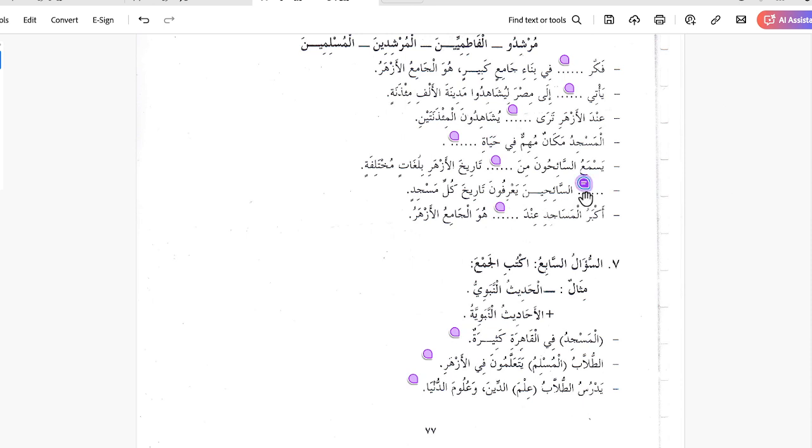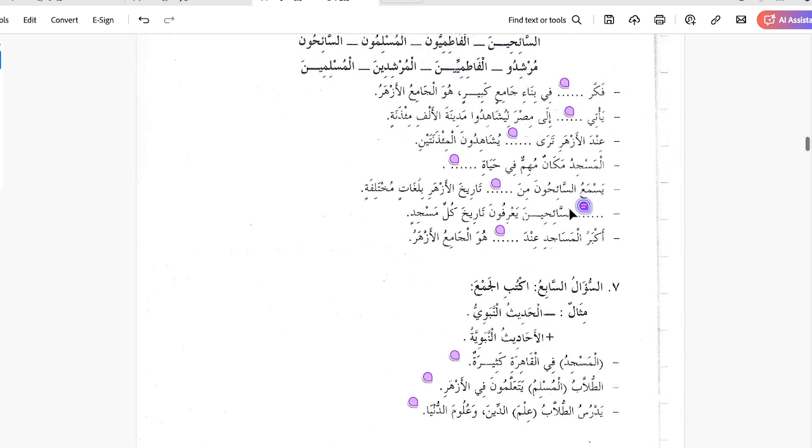Murshidus Saihuna, so the guides of the tourists. So Murshidu is coming as a mudaf here. And it is coming as a mubtada also, but the noon is removed because this is mudaf alayh. The guides of the tourists, yarifuna, they know tarikha kulli masjidin, they know the history of the whole mosque.